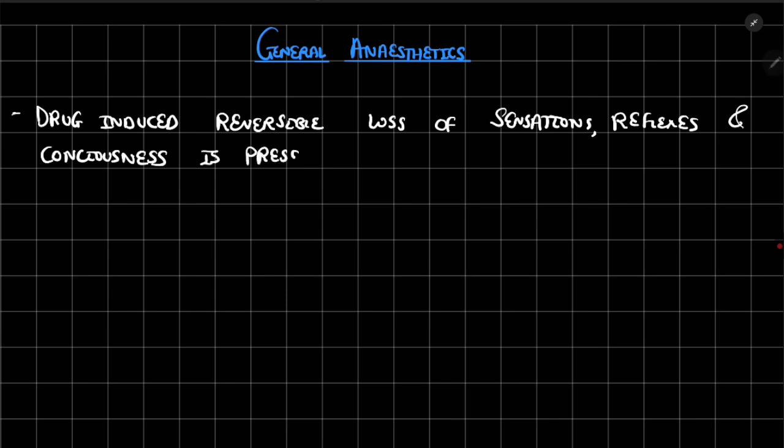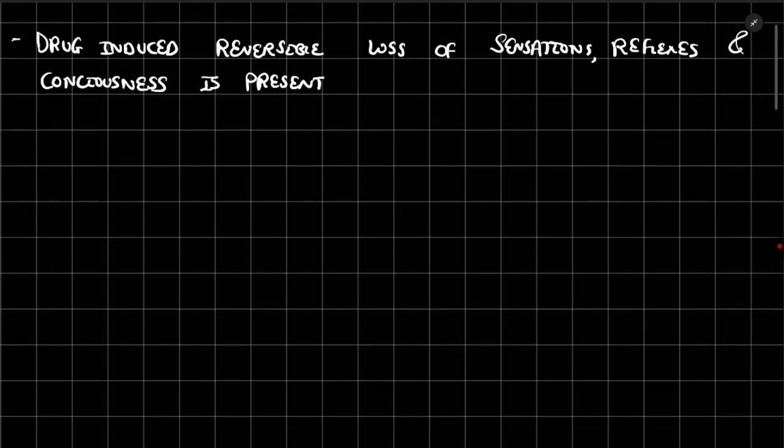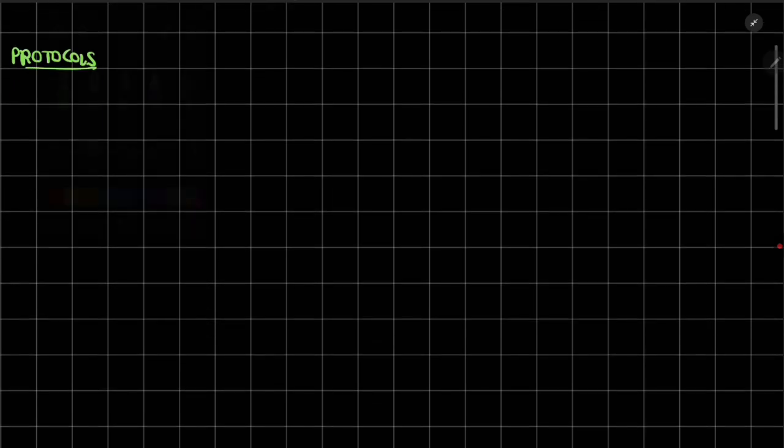Now where are these anesthetic agents used? Anesthetic agents are basically used in surgeries. Now there are some protocols for using general anesthesia. For example, if a person is undergoing some surgery, there are some important protocols we must know. The mnemonic is PIMSA. P stands for pre-medication.